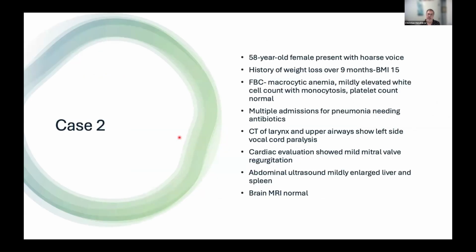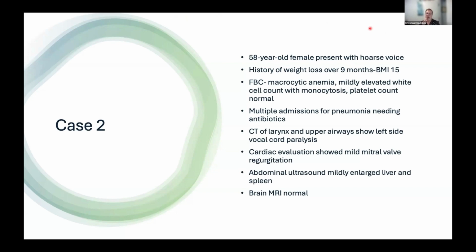Now, I've got a 58-year-old female patient presented with a hoarse voice. She had a history of weight loss over 9 months. BMI was 15 when she got to the clinic. On the full blood count, she had a macrocytic anemia. She had mildly elevated white cell count with monocytosis. Platelet counts were normal. She's had multiple admissions for pneumonia, needing antibiotics.